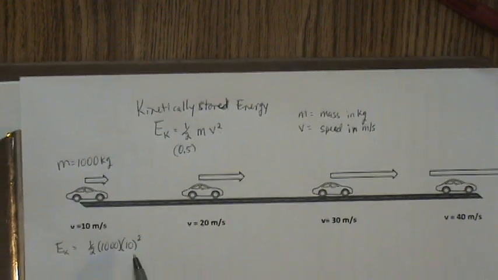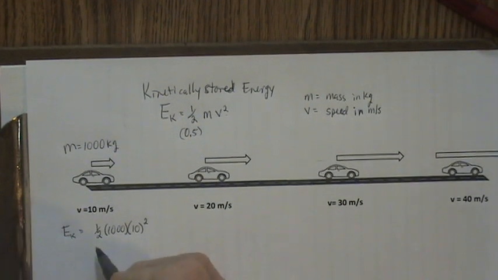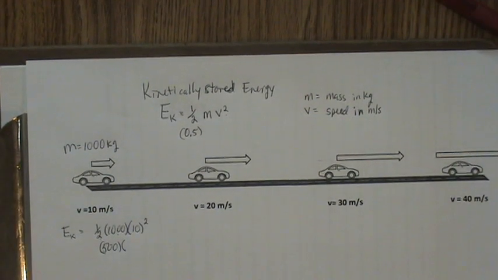Now, a couple of things with the math. Some people multiply everything and then square it, or they multiply the half times the mass, and then the half times the 10, and then square things. But I just like to split it into 2 pieces. The first thing I do is take half of the mass, or 0.5 times 1,000, and that gives you 500. Just write that number down, and then square just the velocity.